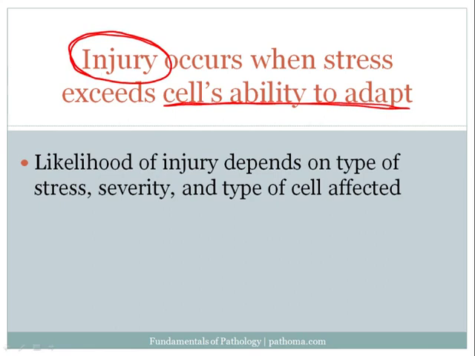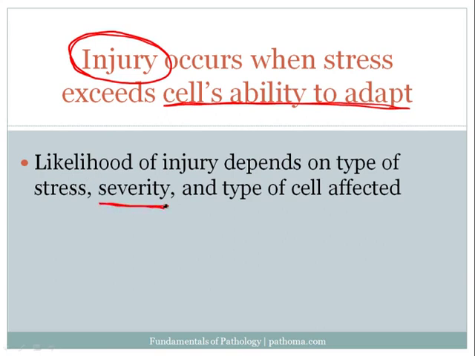Now, we could ask a simple question here. What determines whether the cells of an organ are going to adapt or they're going to become injured? Well, actually, there's three major factors. The first is the type of stress. So, for example, if an organ were to become inflamed, it's much more likely that the inflammation would result in a growth adaptation than perhaps injury. The severity of the stress is also important.